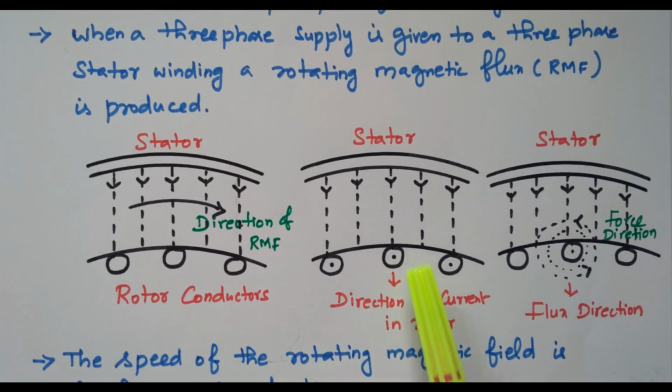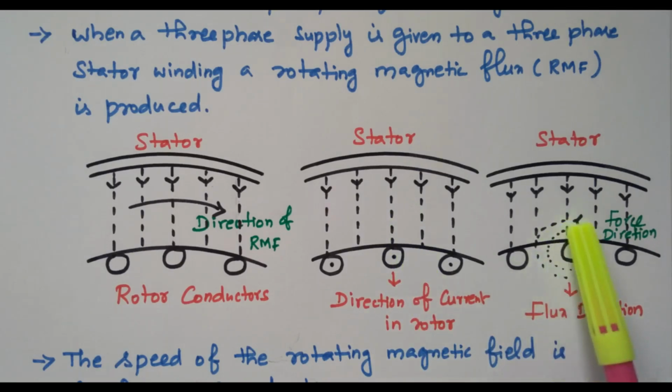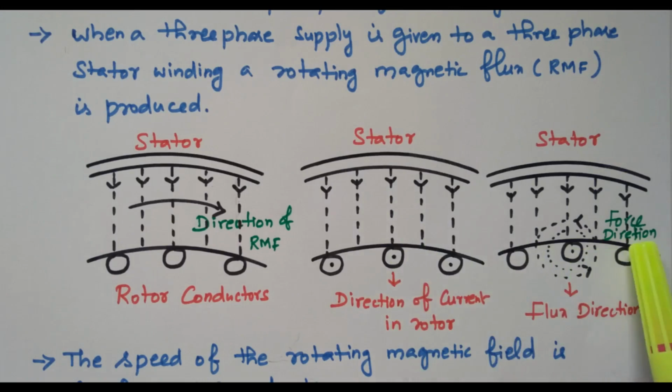When a current carrying conductor is placed in a magnetic field, due to the law of interaction, what will happen? It experiences a force. That is given in the third diagram. This is the flux direction. This is the direction of the force, right? All conductors are connected together, so the force by all the conductors tends to rotate the rotor. The rotor starts rotating, right? So this is the basic principle of the induction motor.